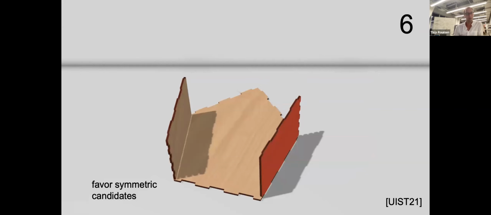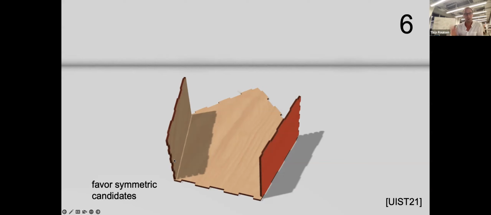Finally, auto-assembler favors symmetric candidates. So this birdhouse that you see here looks like it's correctly assembled. However, this red plate here is flipped the opposite way. The joints are on the top, whereas on the other plate, they're on the bottom here. So the next plate will not be able to fit in place.